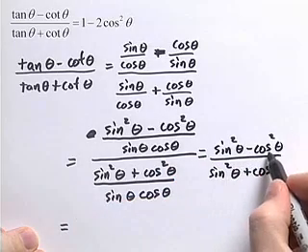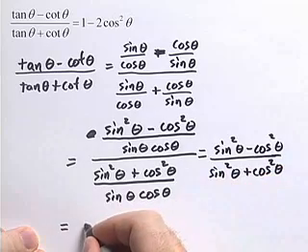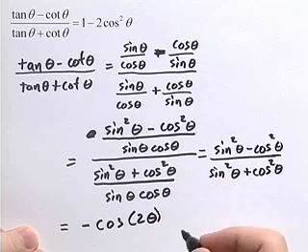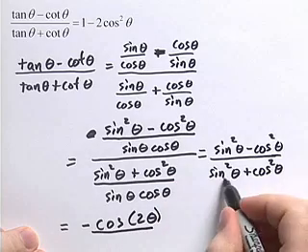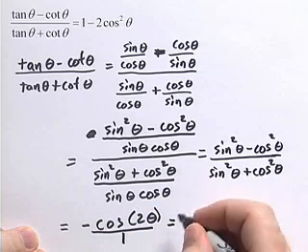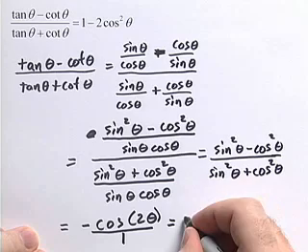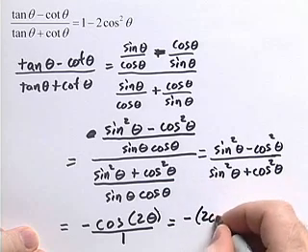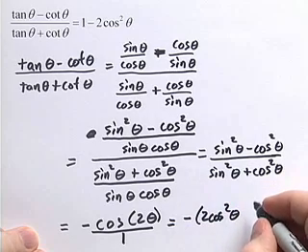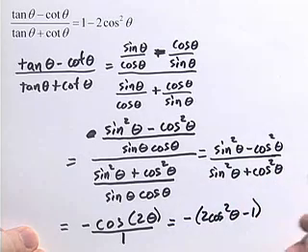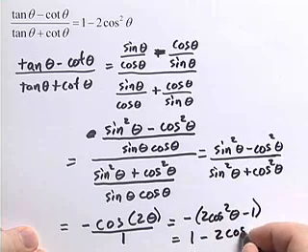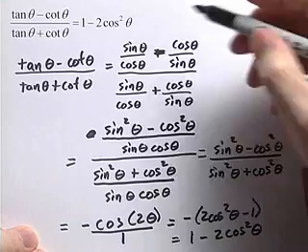Sine squared theta minus cosine squared theta is going to be negative cosine of 2 theta. It's a double angle formula. And sine squared theta plus cosine squared theta is 1. This is equal to negative 2 cosine squared theta minus 1. And if we distribute our negative, we'll get 1 minus 2 cosine squared theta, which is our right-hand side.